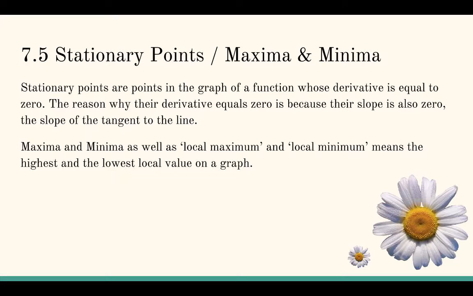Maxima and minima, as well as local maximum and local minimum, mean the highest and the lowest local value on the graph. These points are stationary as well, because they are the highest. It can't keep going up, or it can't go down if it's the lowest, so they have to be stationary, meaning that their derivative equals 0.